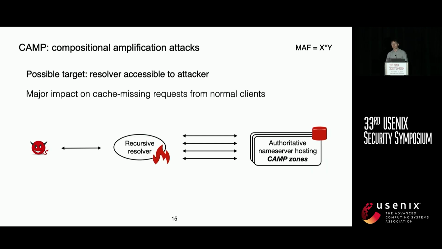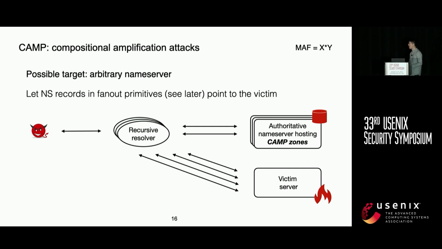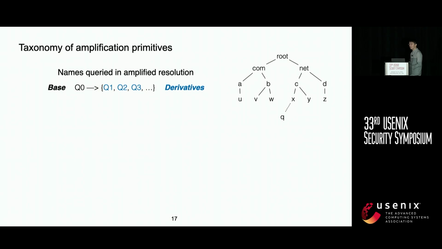A resolver can also be targeted, and the attacker would use multiple name servers to overload the victim resolver. The attack will mostly affect cache-missing requests from normal clients because they have to compete with the flood of resolver queries triggered by CAMP. Very interestingly, we can even target an arbitrary server that is not accessible to attackers. The idea is to make certain NS records point to the victim such that it will receive most queries from the amplifiers. A similar technique has been explored before, but CAMP opens up a whole range of possibilities for this attack scenario.